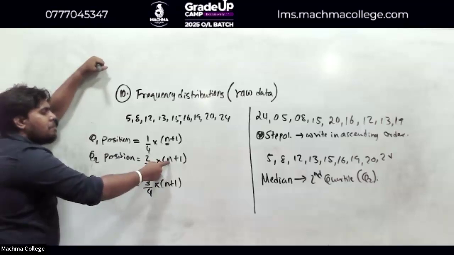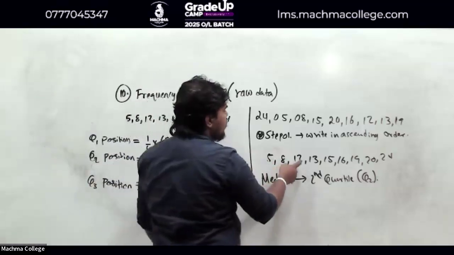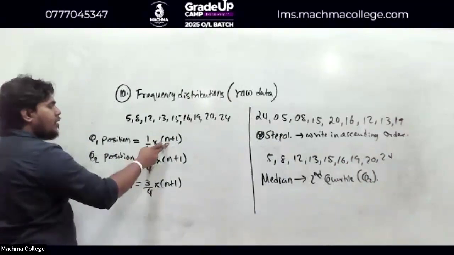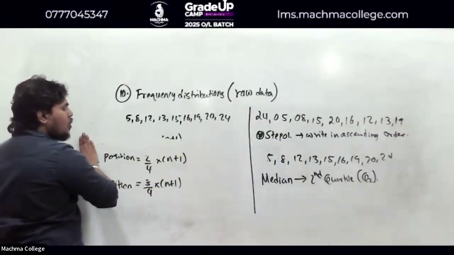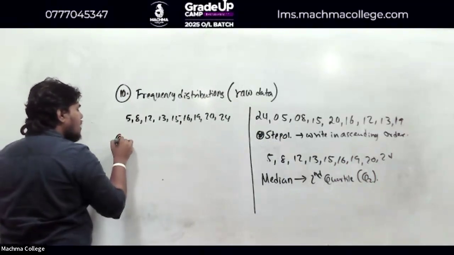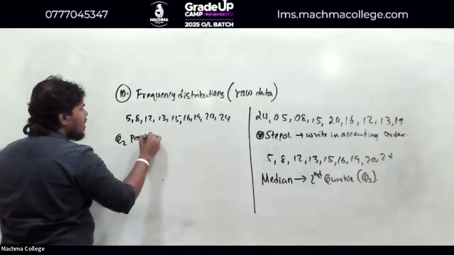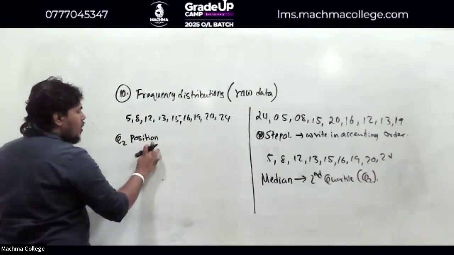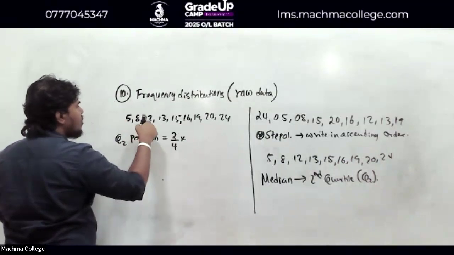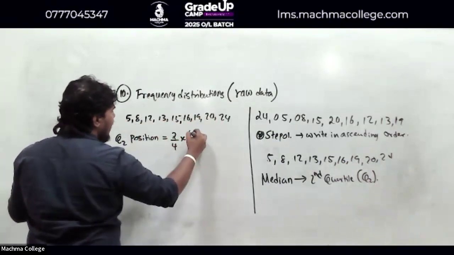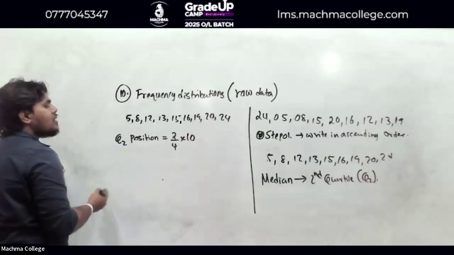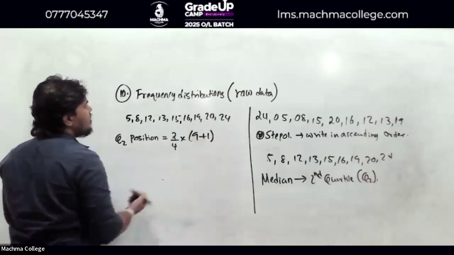So if you want to calculate the quartile positions, these are the formulas, with the number of elements in the data set plus 1. Here we have 1, 2, 3, 4, 5, 6, 7, 8, 9. In the place of n, we substitute 9. Here we have to calculate the median, so no need to write the first quartile, second quartile, third quartile, all of them, just write the second quartile only. Second quartile position is equal to 2/4 times the number of data plus 1, which is 9 plus 1, which is 10. I'll just write it as 9 plus 1 itself for your better understanding.